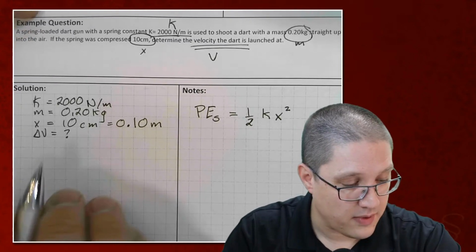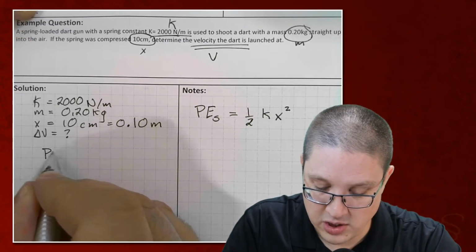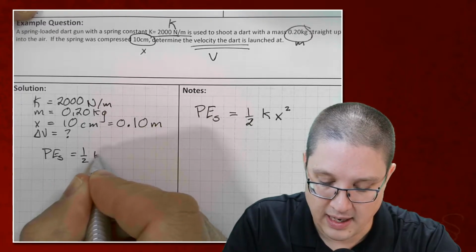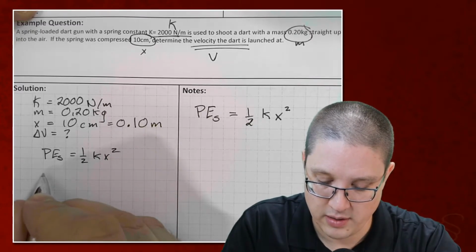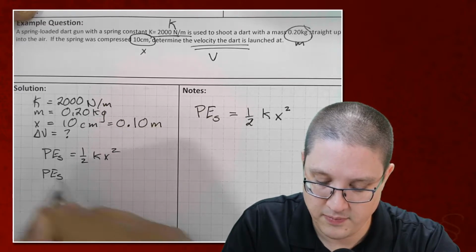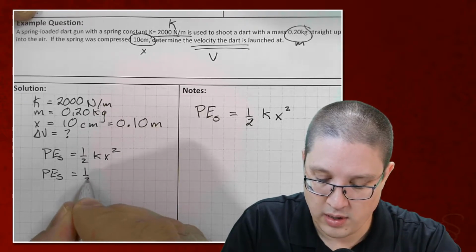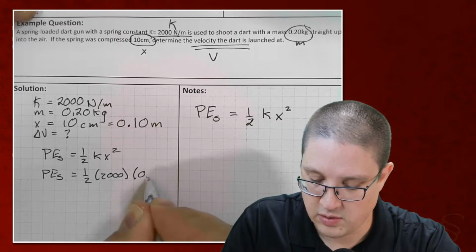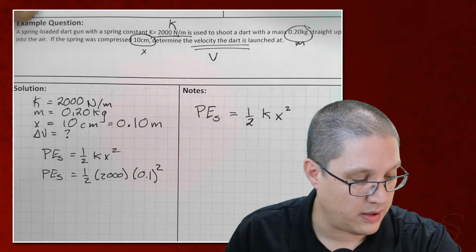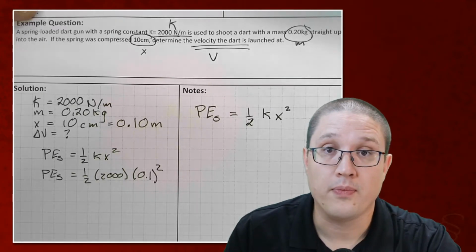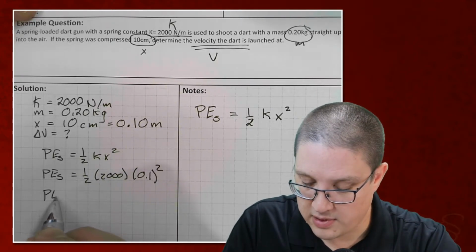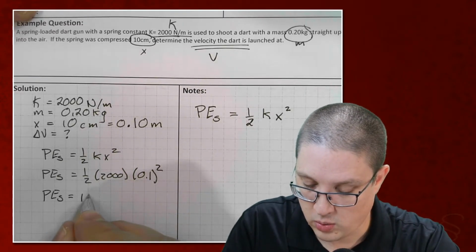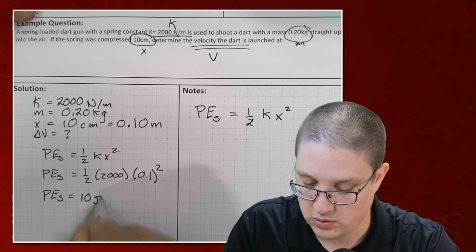So in this case, we have our potential energy stored by the spring is 1/2 kx squared. Let's substitute things in. 1/2 times 2,000 times 0.1 squared. There we go. Working this out, my potential energy stored in the spring is a whole 10 joules.